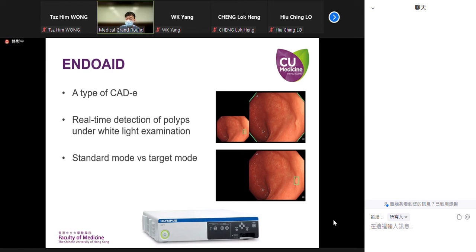And there are 2 modes, the target mode and the standard mode. The picture on the upper part is the standard mode. This is a picture-in-picture interface, and on the right-hand side is the usual colonoscopy image. Whenever the system detects a polyp on the screen, it will show some green flags at the periphery of the image. And then on the smaller screen, it will point out the exact lesion with a green cursor. But for the target mode, there's only one screen, and the lesion will be directly shown on the screen whenever the system detects a polyp.